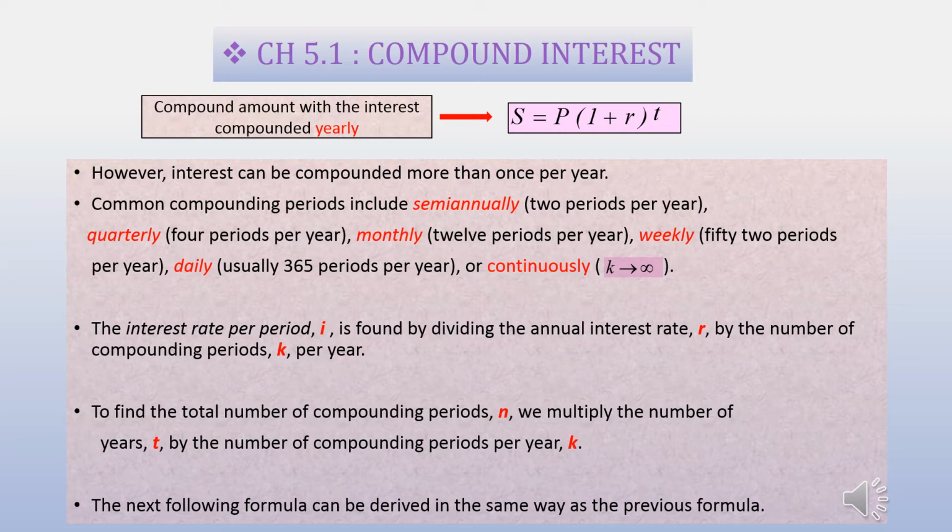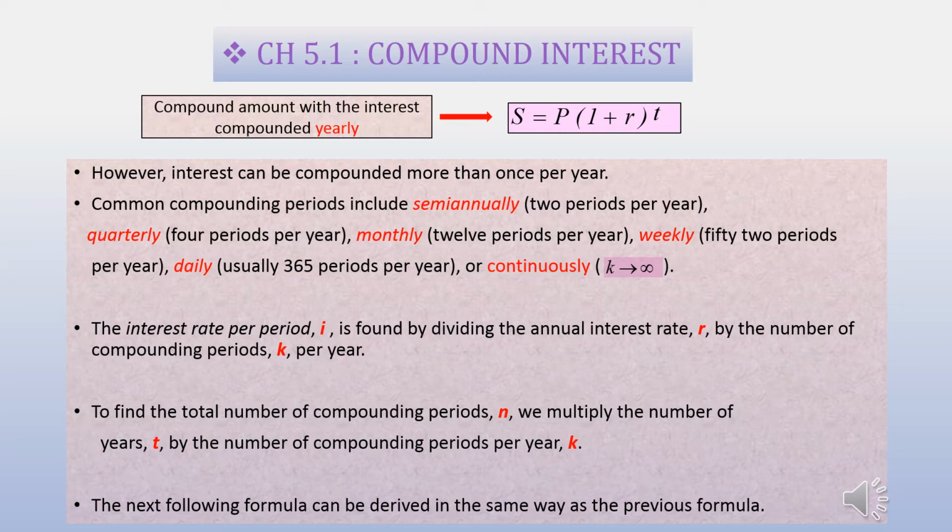However, the interest can be compounded more than once per year. It means it can be 2 times, 4 times, 6 times, depending on the policy of the bank. Common compounding periods include semi-annually, 2 periods per year. It means the interest is calculated twice a year.